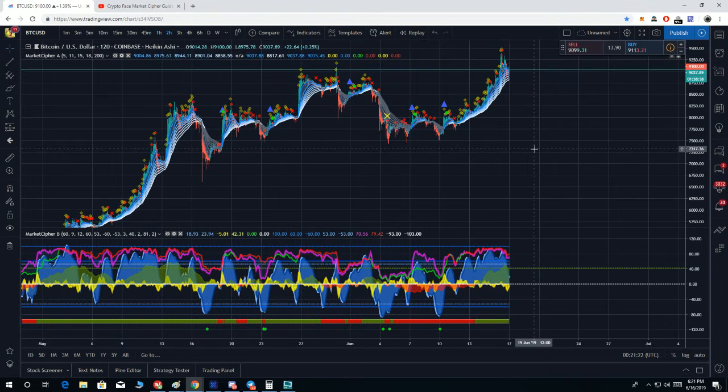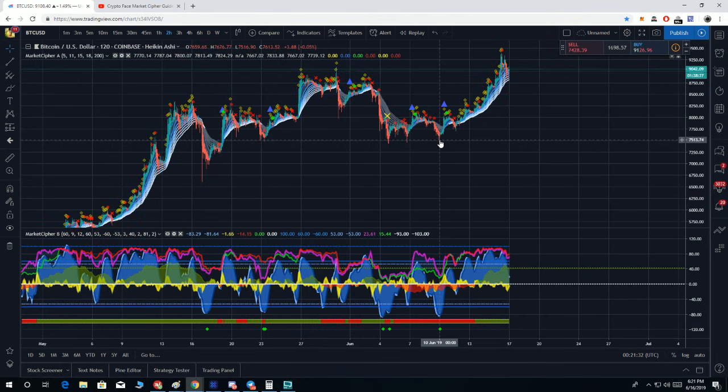So right now we're on the 2 hour. We got a yellow X right here. Boom. Another green dot, 2 green dots right here. Overall, bang. Price going up. Boom. Green dot right here. Nailed the bottom, 7,500. Another green dot on Cipher A. Boom. Price going up. Okay?